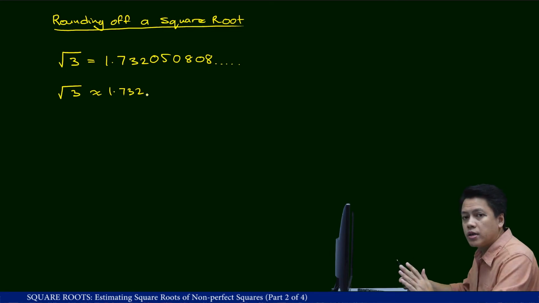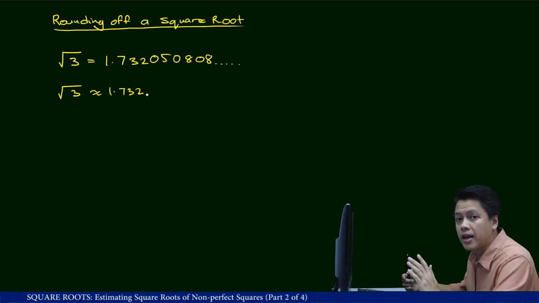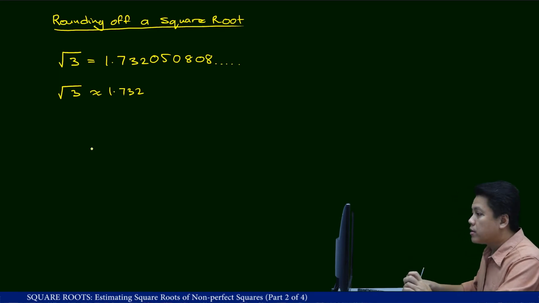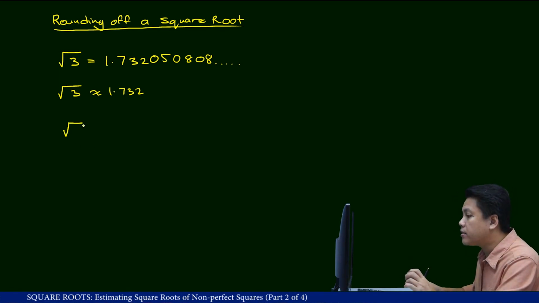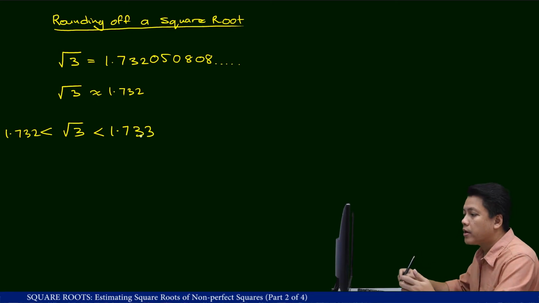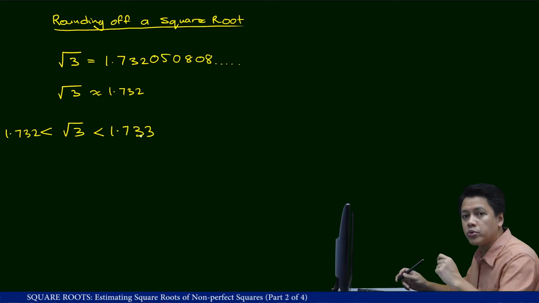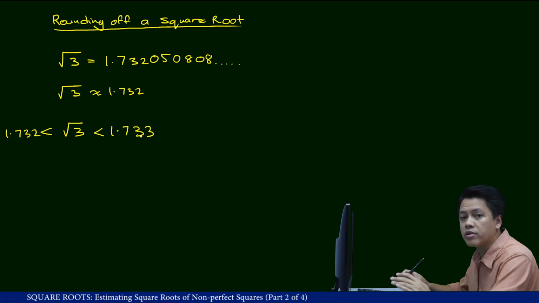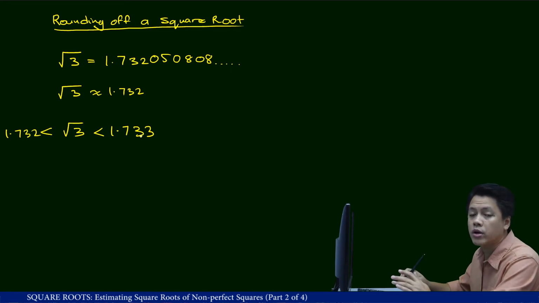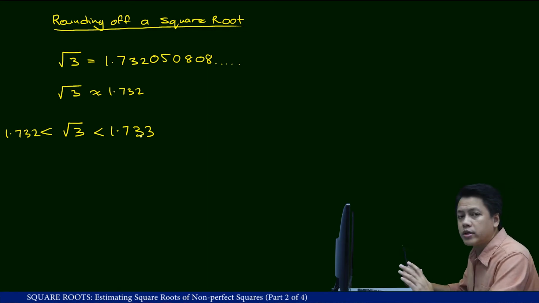But as you can see, 1.732 squared is actually less than 3. Square root of 3 actually lies in between 1.732 and 1.733. And in the previous video, we displayed the result as 1.732 because we did not figure out what the next digit is. But which one is closer? Which answer is closer to the right value of square root of 3? Is it 1.732 or is it 1.733? And to understand that, let's do a number line.